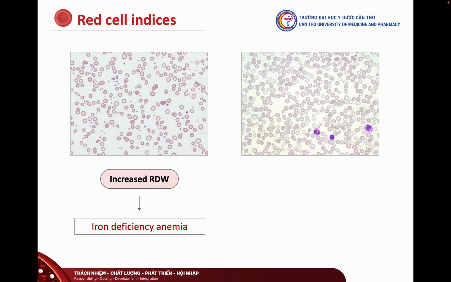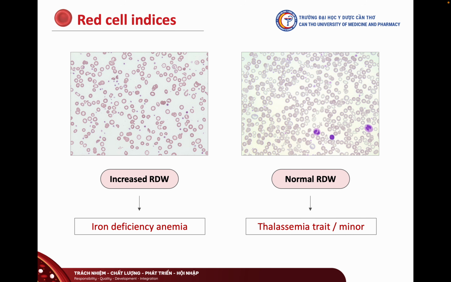On the right side, all red cells are uniform and similar in size, although there are some smaller red cells. So our RDW is quite normal. This is more consistent with thalassemia trait or minor. So remember, in iron deficiency anemia, our RDW is increased. And in thalassemia trait or minor, our RDW is normal. So the RDW value is one of the methods that you use to differentiate mild microcytic anemia.